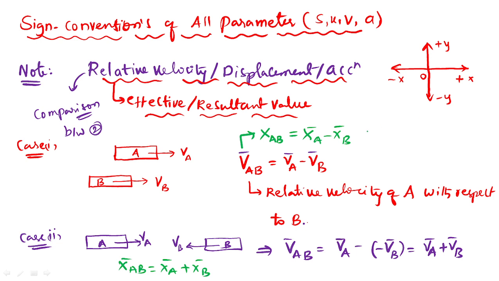Similarly, acceleration also you write down. What about acceleration? Acceleration of A with respect to B, if I write now, is acceleration of body A minus acceleration of body B. Here it is addition, here it is subtraction. Clear? Same direction means you need to subtract.